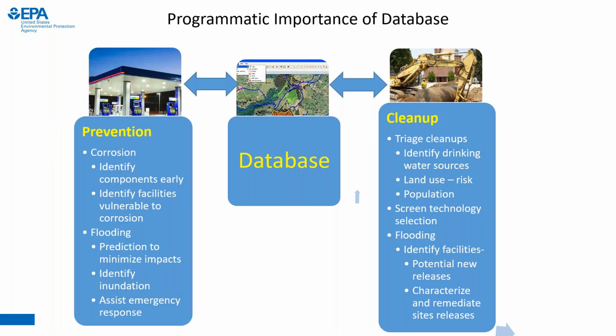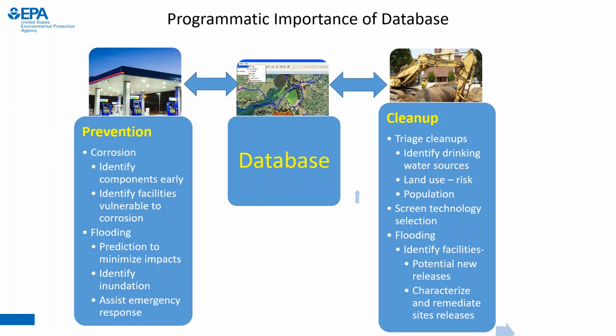Many times it's been my experience over the years that when we begin to have problems, we hear from the states, well, this may be an issue. This database can help us determine what the other components of this infrastructure are, how widespread this component is, and how vulnerable we are for situations coming up relative to corrosion. And likewise with flooding, it can give us better predictions to minimize those impacts and to identify what that inundation could be, and ultimately help our emergency response folks.